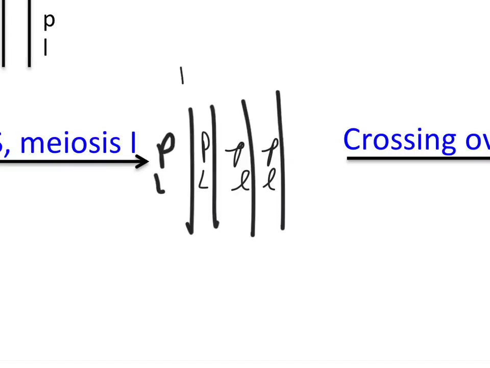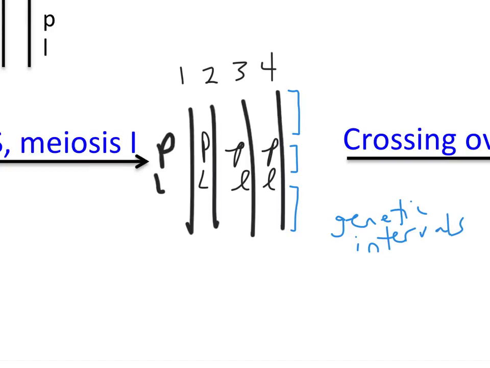Let's number the 4 sister chromatids. 1, 2, 3, 4, just to make the next step a little bit easier. And now we can start defining what we call genetic intervals. So regions of the chromosome. If we're working with 2 genes, there are 3 intervals. We'll call them A, B, and C. So there's the region above gene A, there's the region in between the 2 genes we're talking about, and there's the region underneath the second gene. So this is meiosis, right before meiosis 1, tetrad.